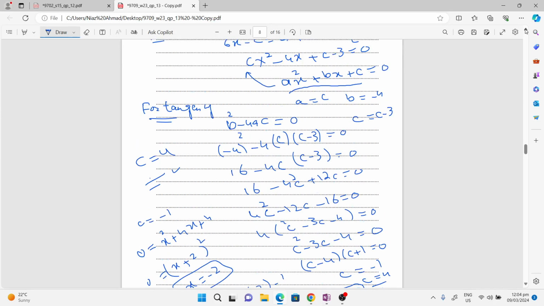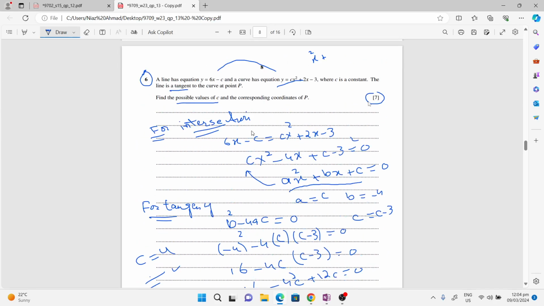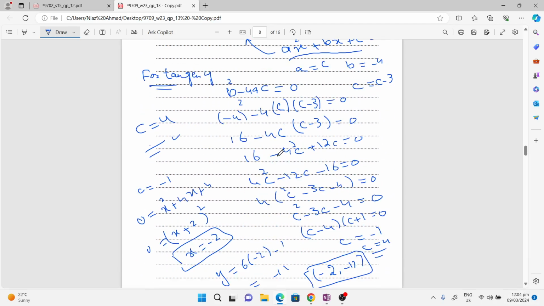So we are done with this part, and actually it is a 7-mark question. The complete intersection process you need to show for the examiner and get your quadratic equation, and then for tangency, you need to make b square minus 4ac equals 0 and get the possible values for c, and then you basically need to put these two values of c and get the coordinates of p. Like I put c equals -1, I got x as -2 and y as -11. In the same way, you put your other value for c in the equation, and you get the next coordinate of p as well.